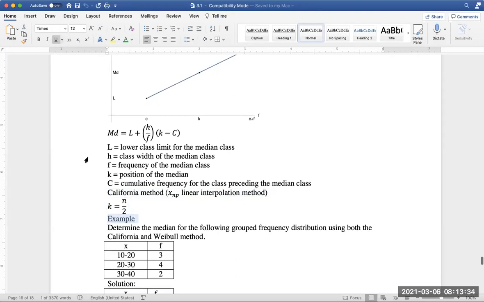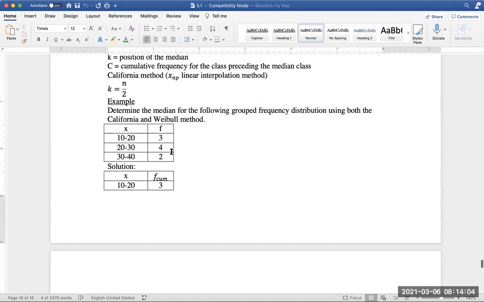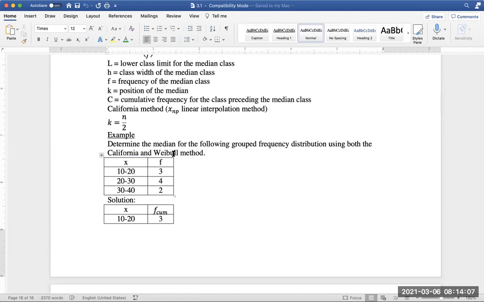So determine the median for the following group frequency distribution using both the California and Weibull method. Usually, if you use the Weibull method for frequency distributions, then the California method will be the best corresponding method to use for a group frequency distribution. But let's see what it is for both of these. It doesn't matter if I use the California or Weibull method, I still have to find the cumulative frequency. So let's figure out the cumulative frequencies here.